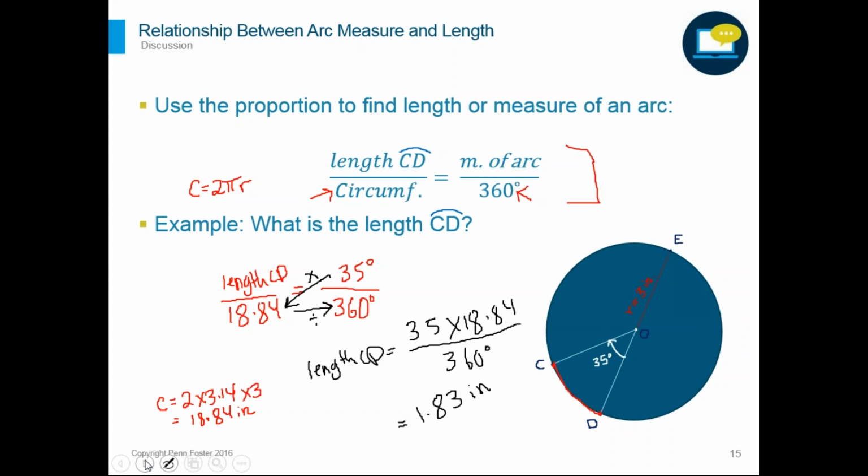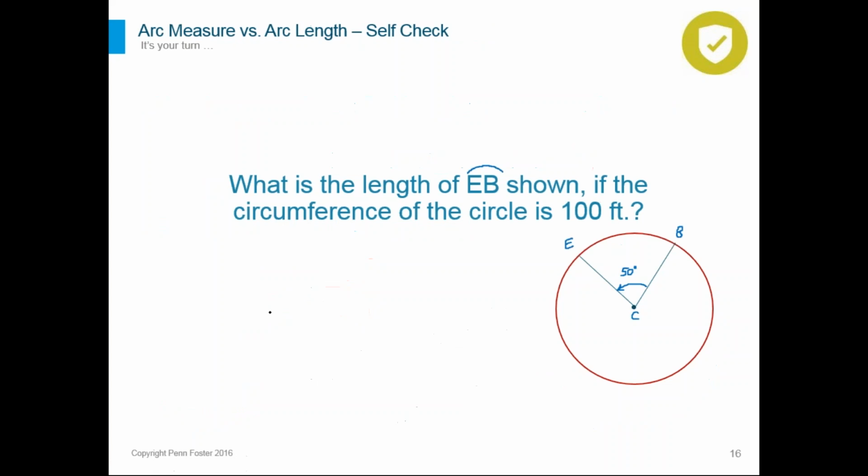Okay, let's look at the self-check question on this topic. What is the length of the arc EB? Let's mark this on the figure. So EB is the one I'm trying to find the length for. If the circumference of the circle is 100 feet, so they gave us in the question directly the circumference of the circle. They give us too the measure of the central angle that intercepts the arc.